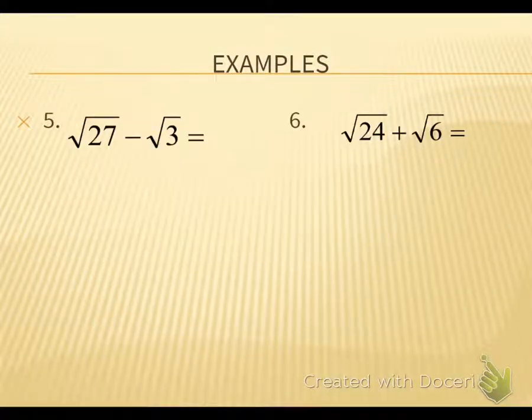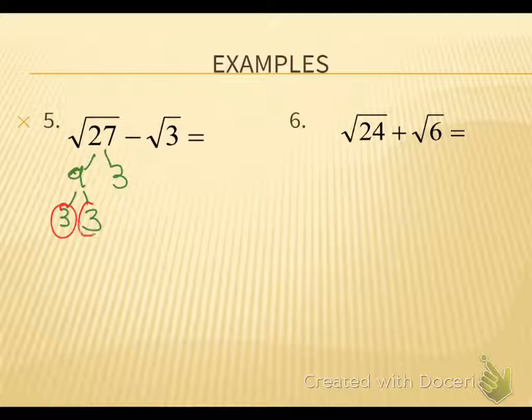Okay, so factors of 27 are 9 and 3. Okay, 9 breaks down to 3 and 3. I'm going to circle my leaves. 1, 2, 3. Box in what we have to have the same buddy. Which ones have a buddy? The 3's. The 3 comes out front, and what doesn't have a buddy stays locked up, which is just our 3. So we now have 3 square root of 3 minus the square root of 3. What do we get?